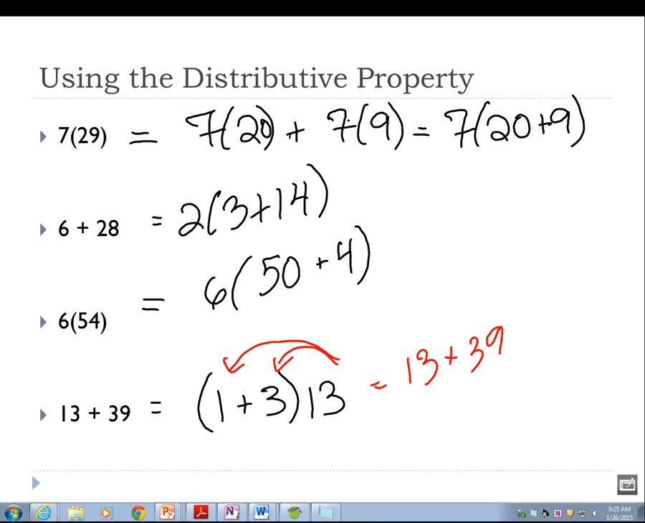I had 13 and then I did the 1 plus 3, but I just put 30. That's solid. No, because 13 times 30 is going to be 390. Cool. Any questions on that?